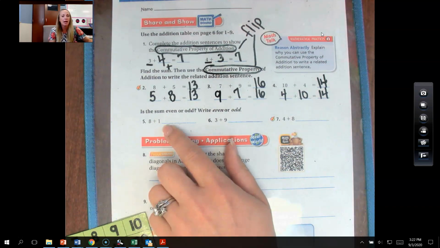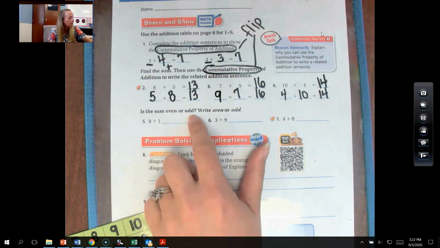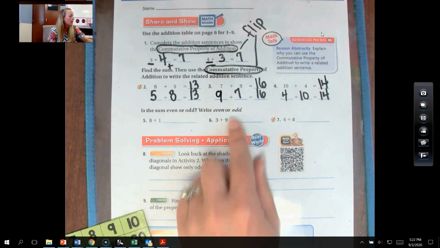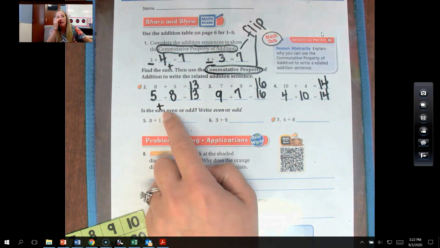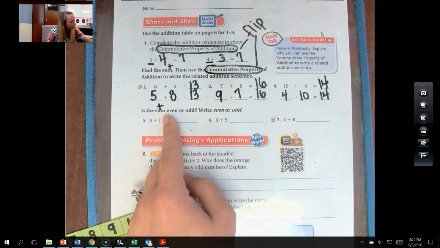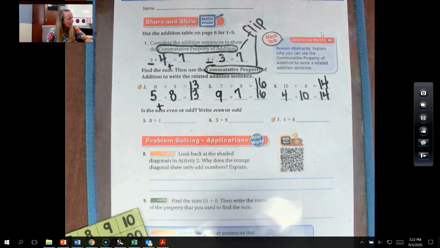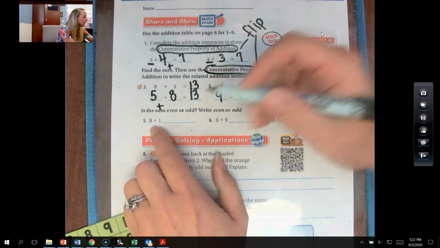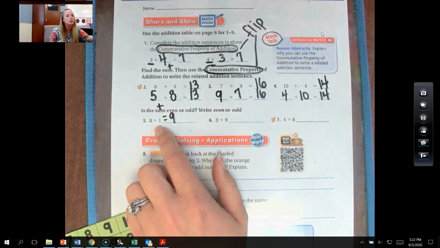Number 5, new set of directions. Is the sum even or odd? Right, even or odd? Well, first you have to find the sum. Sum means plus. Please write a plus sign by the word sum. First, we must add. What is 8 plus 1? Well, 8 plus 1 equals 9.